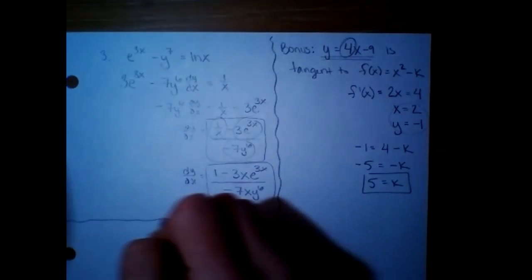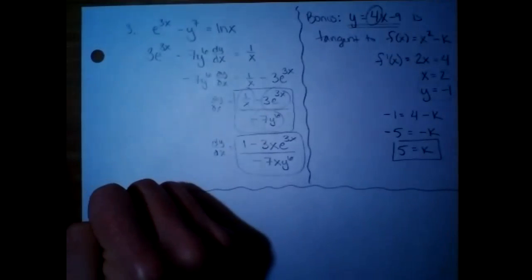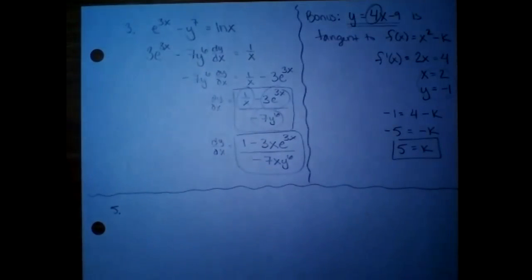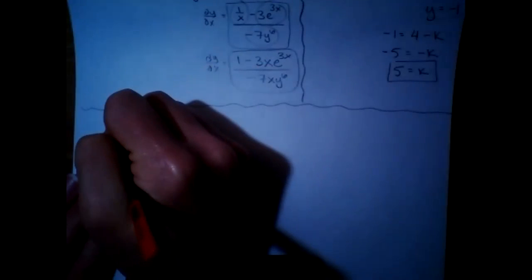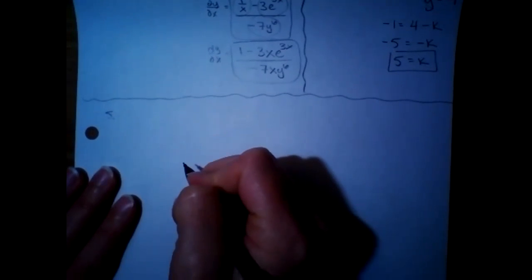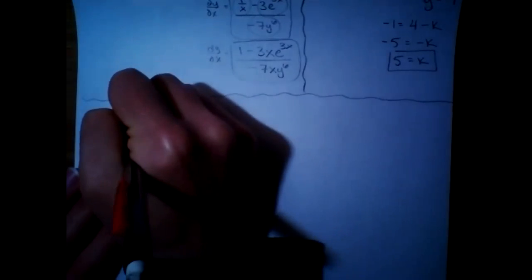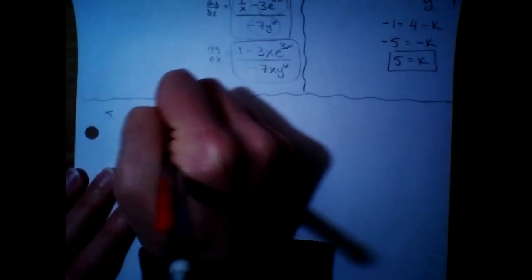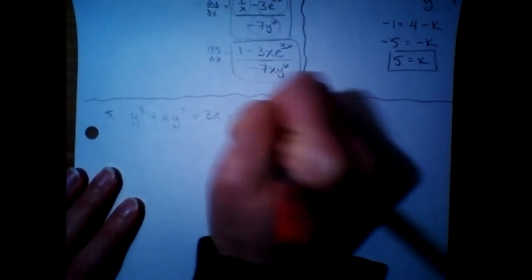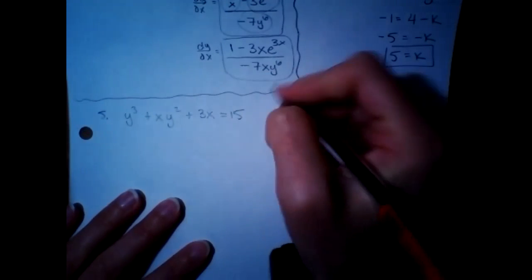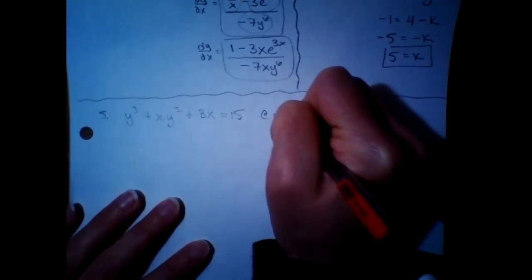All right, I had somebody type in number 5, so I'm going to do that next. I'll do 5 and then I'll do 2 more, so think about what else you might want to ask about and type that in the chat. All right, so here's our equation, and it says, write the tangent line equation at y equals 2.